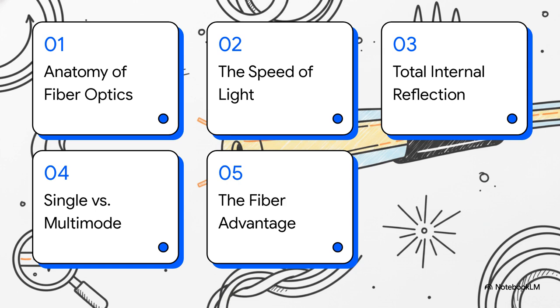We're going to start with the anatomy of fiber optics, look at the speed of light, dive into total internal reflection, compare single versus multi-mode cables, and wrap the whole thing up with the fiber advantage. Let's get right into it.